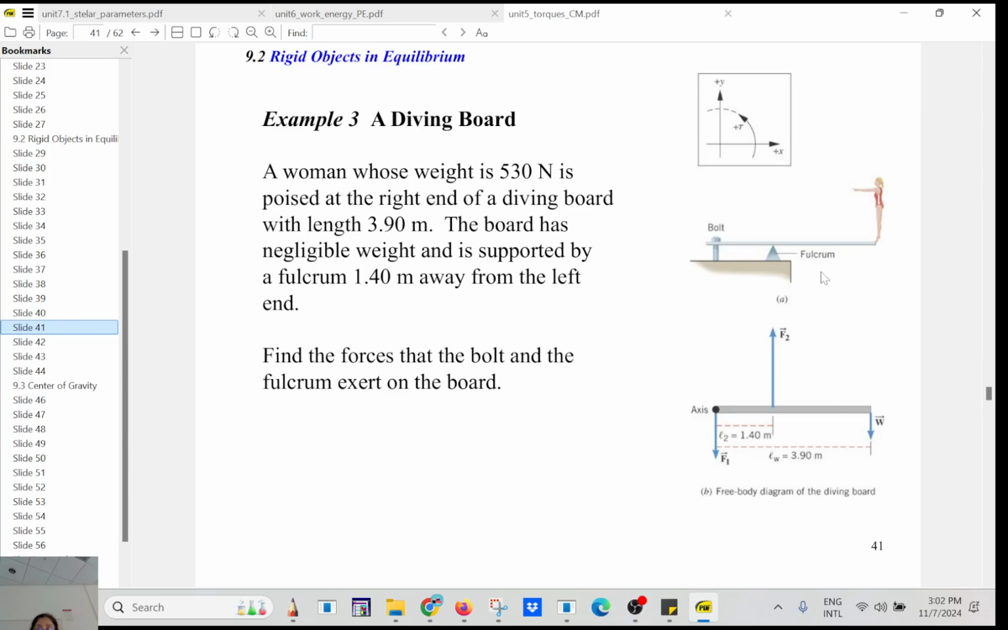Okay. So this one is showing you how to combine the two equations, right? Up equals down and then the torques. So here you have the weight of the lady there. So we're going to neglect the weight of the plank. And then you have the fulcrum. So you have the normal force pushing up, and then you have the bolt pulling down. So you have a huge normal force from the fulcrum because it has to balance out the weight of the lady and the bolt here, that it's attached here and it's down.